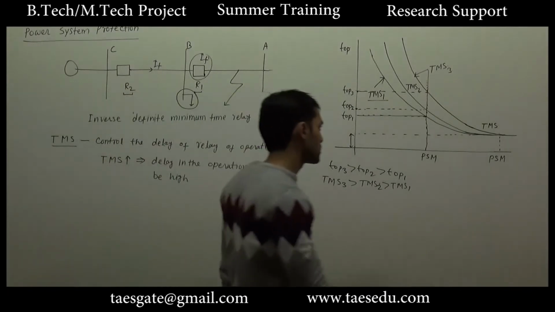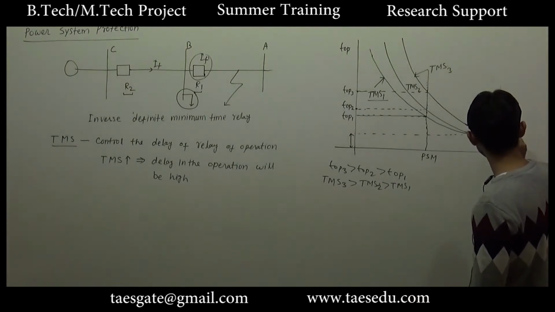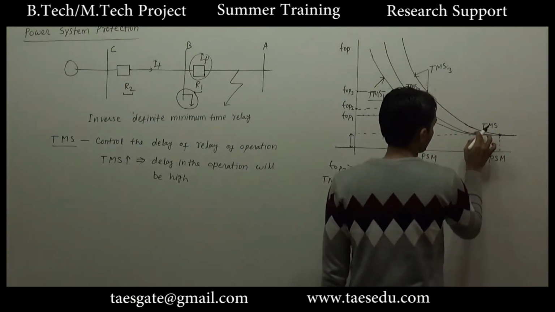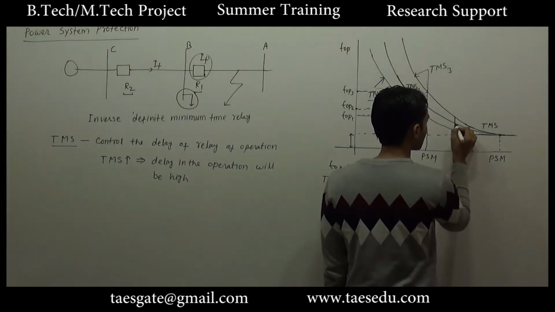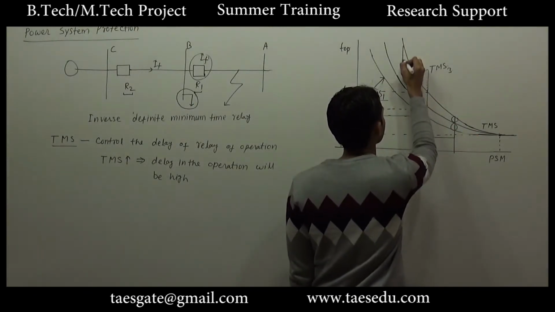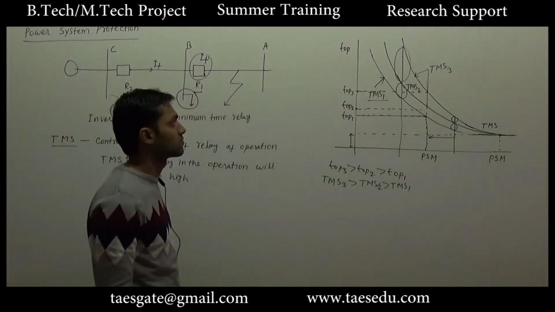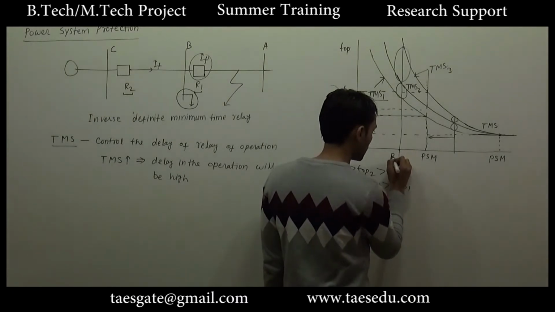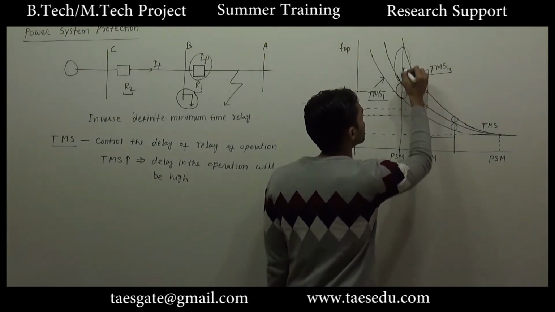This can also be observed. This is also a fact that for higher value of PSM, like at this point, the difference in the delay for the three graphs is 0. As you move in the left direction, let's say at this point, this is the gap. As you move in the left direction, the gap will increase. At this point, here this is the gap and this is the gap. So as you move in the left direction, for a particular value of PSM, the gap between the delays for different values of TMS will increase.